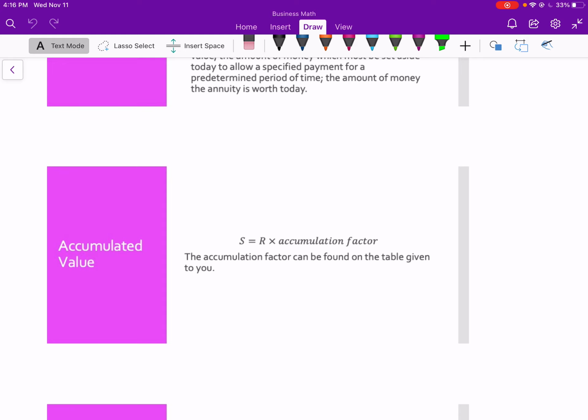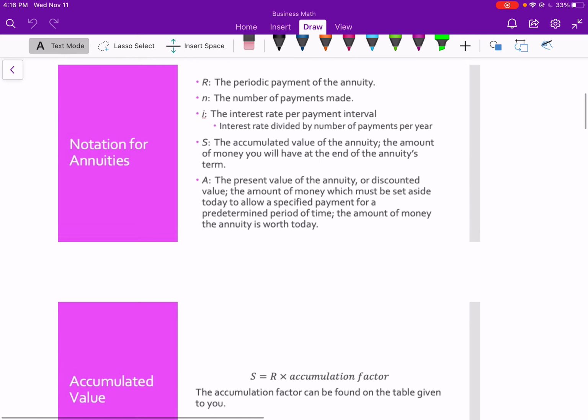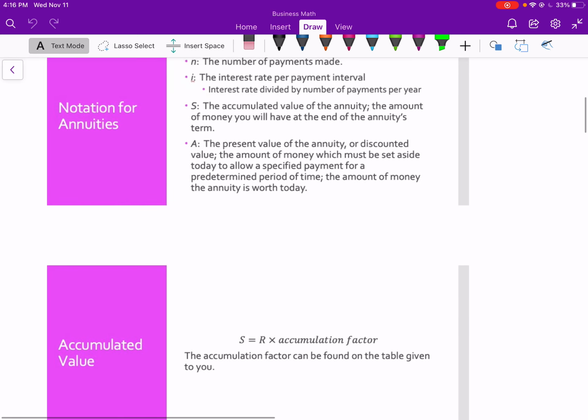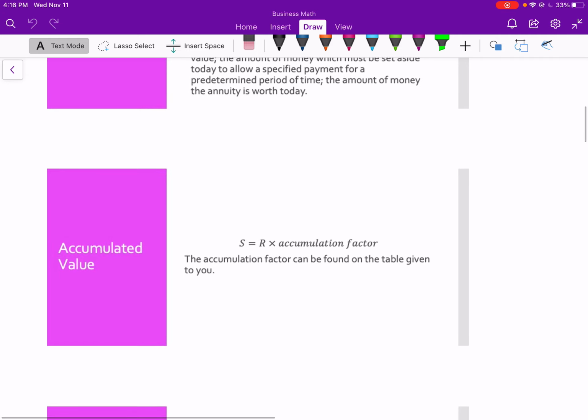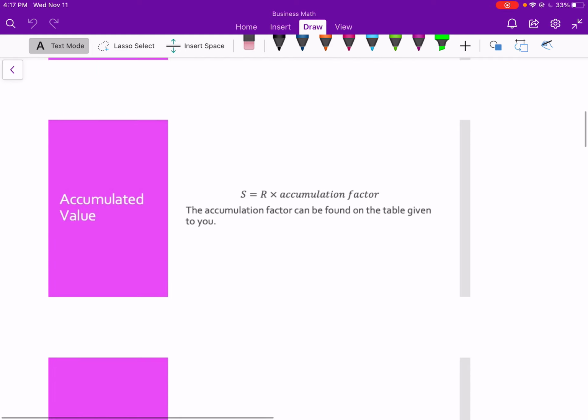So to find our accumulated value, you take your monthly payment, so our R, or your periodic payment, times your accumulation factor. Your accumulation factor can be found in the table I've given you using your N, or your number of periods, and your I, or your rate per period.